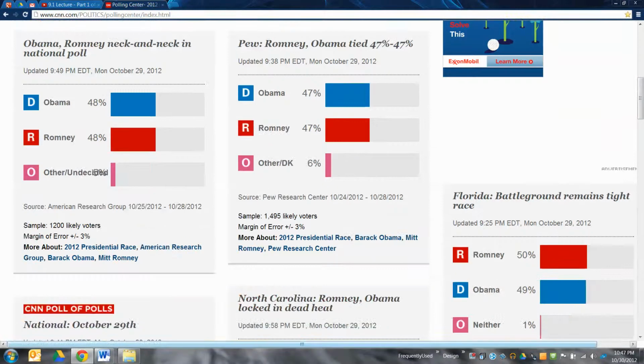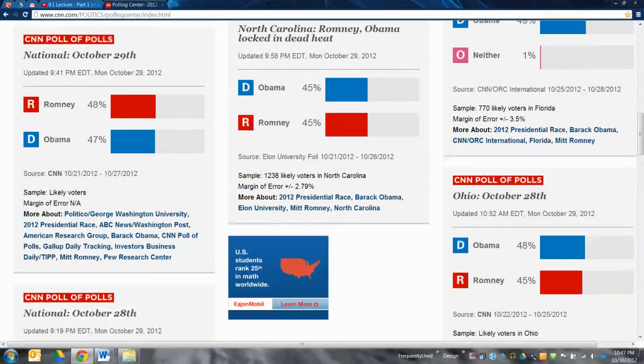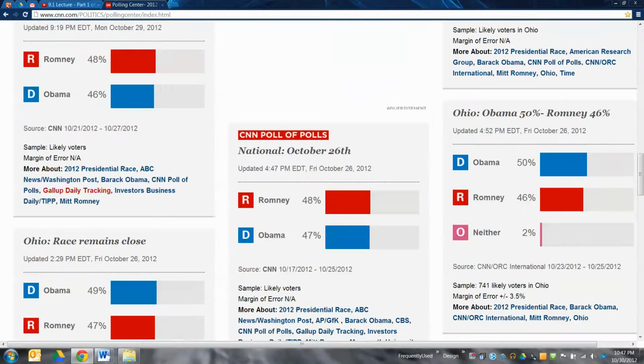Okay, so you can see that they've got these polls right here. So this is neck and neck. This is a national poll. You can see they were 48%, 48%. And by the way, they're only really reporting the stuff where they're neck and neck.